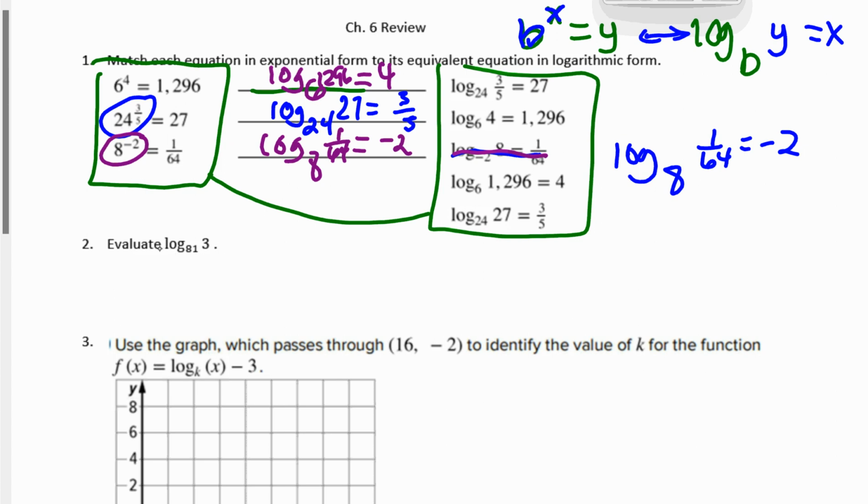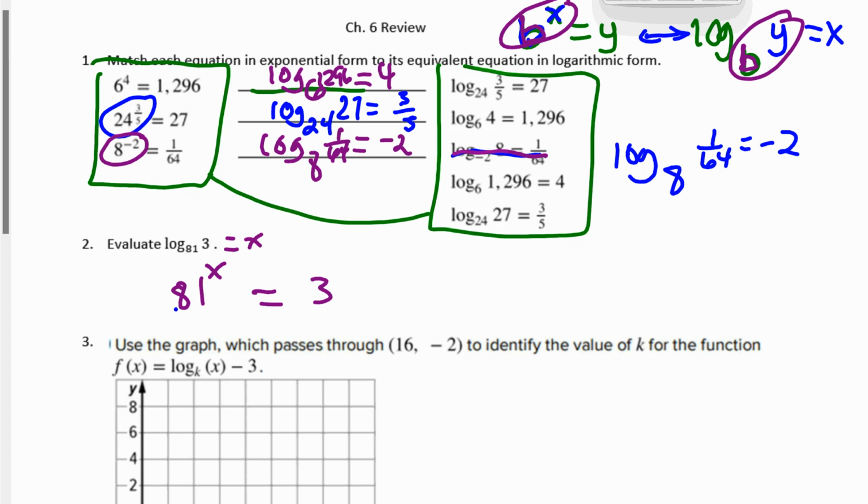Okay, evaluate the log. This is the same thing. I want to rewrite that as an exponential, but this time there's no equal sign. So if you want to, you could just add an equals x on it and then rewrite it. The base is 81, so going backwards, if this is my base of the log, it's going to be the base of the exponential. And then whatever's on the same side will no longer be on the same side, right? So since 3 is on the same side with 81, it's no longer going to be on the same side with 81 when I switch forms. So that means x, or the answer, has to be as the exponent.